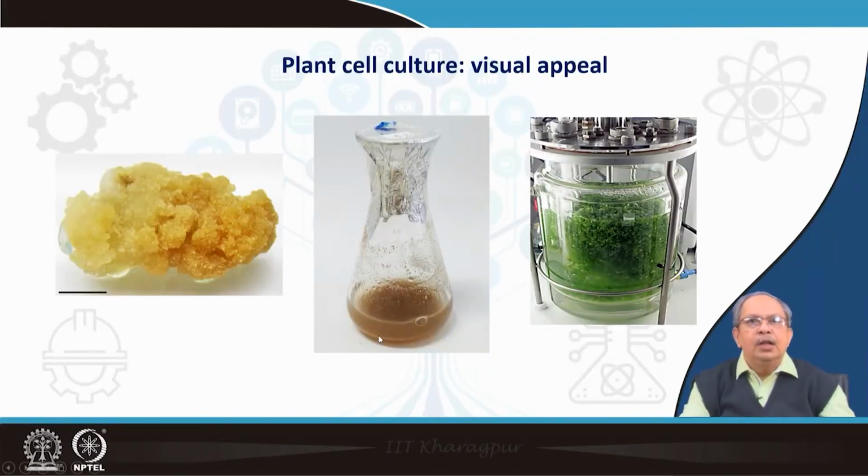In the last class we talked about the production in cell and organ culture, particularly cell culture, root culture, shoot culture. One important point is why plant cell culture is so attractive, because of its visual appeal. Nobody can deny that. You see, this is a lump of callus, this is a grown suspension culture, this is another thickly grown suspension culture in a bioreactor, this is in the flask.